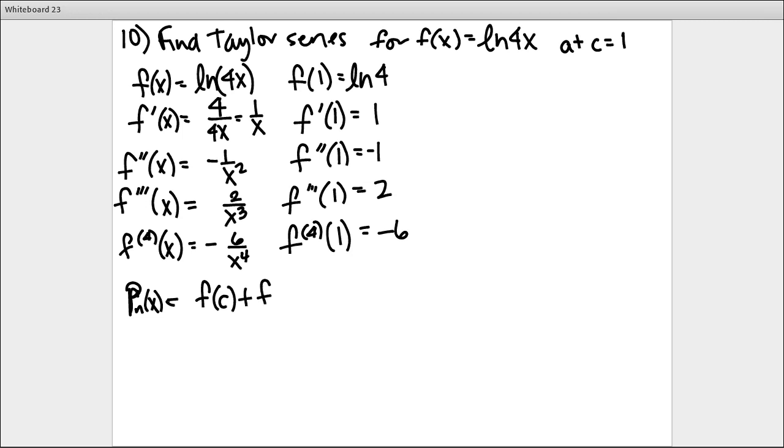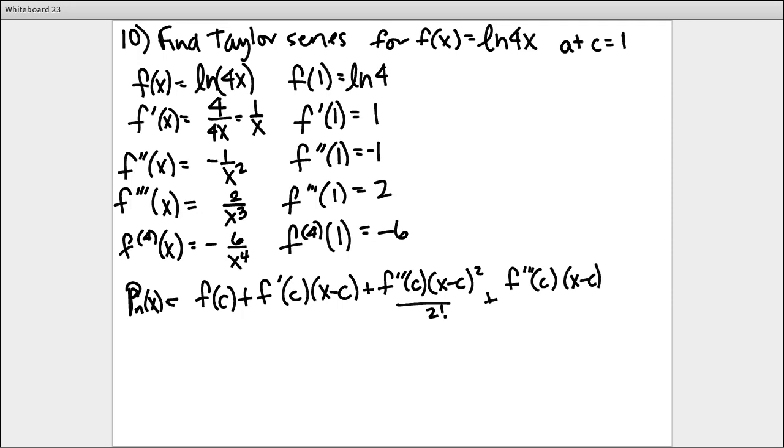Okay, so it'll end up being f at c, and then plus f prime at c times x minus c over 1, and then plus the second derivative evaluated at c times x minus c squared over 2 factorial, and then the third derivative evaluated at c times x minus c cubed over 3 factorial, and you keep on going like that, right? So that's what we're going to use these values to plug in.